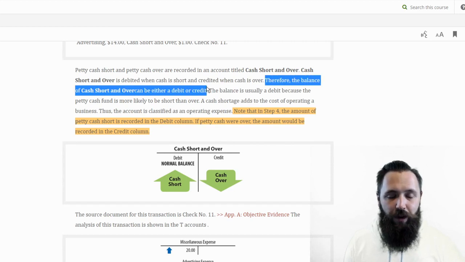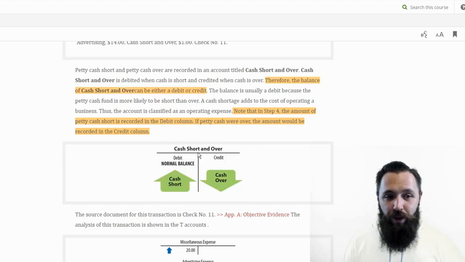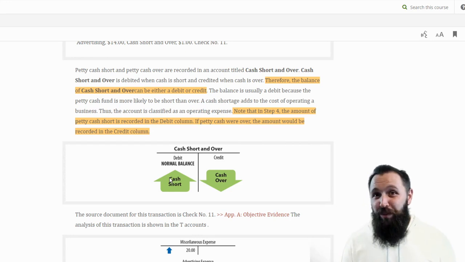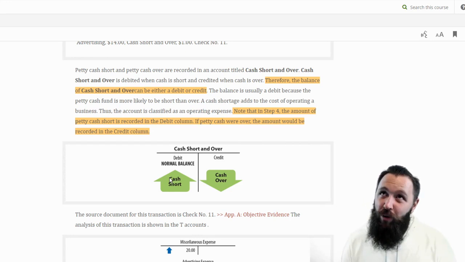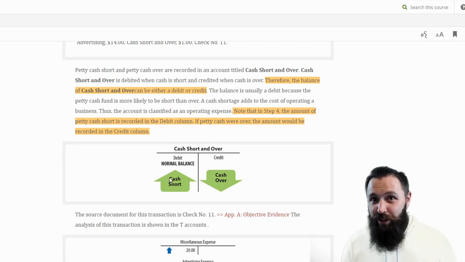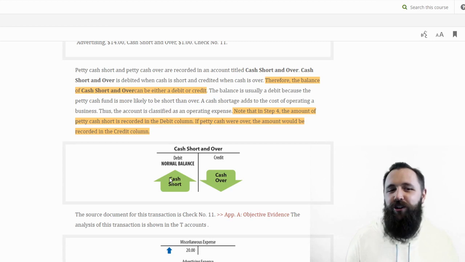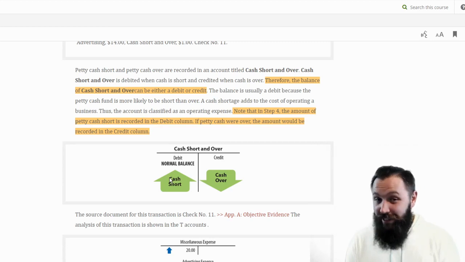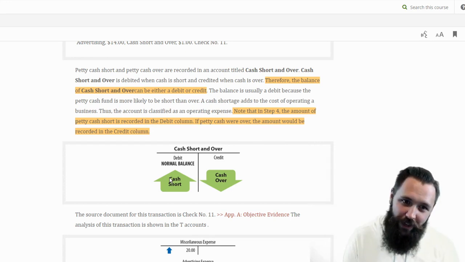Okay? Now, this is one of those accounts where there is a normal balance on the debit side, but cash short and over could either be a debit or a credit balance. That's a little bit weird, right? Because cash can only be a debit balance. We can credit cash, but the balance will always be a debit because we're not going to have negative cash. Cash short and over is weird because the balance can be either a debit or a credit.